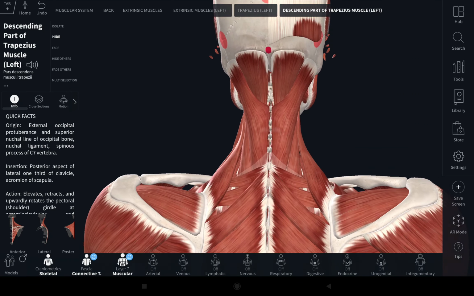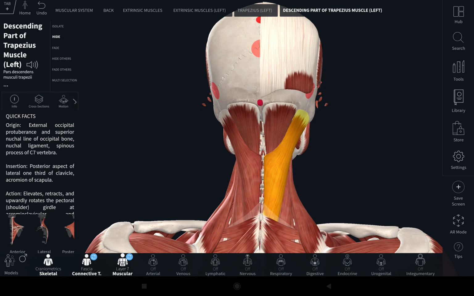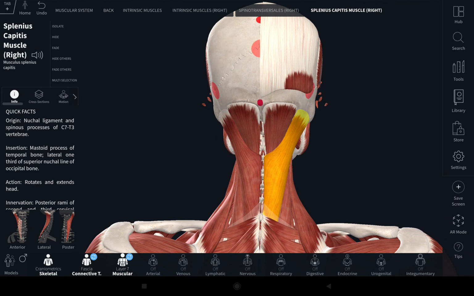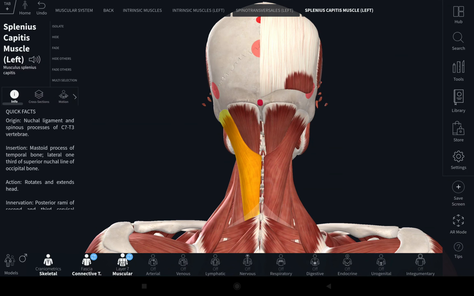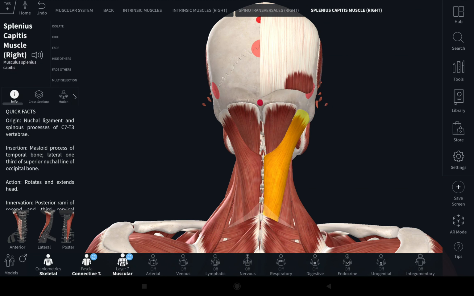Now the muscles exposed in your neck are the splenius capitis muscle. This is the splenius capitis muscle of right side, left side. We remove the splenius capitis muscle.